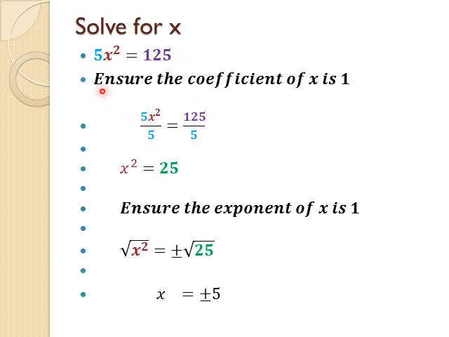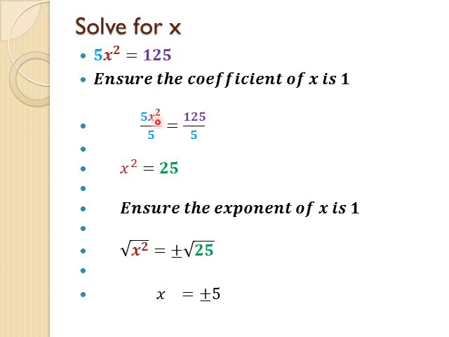Alright, so we look at number 1, taking the same problem. I have 5x squared equal 125. So you may know when we say solve for x, we want x on its own and we want it as x to the power 1. So first I have to get rid of whatever is attached to my x. So there I have 5 as a coefficient. To get rid of it, I'm going to divide both sides by 5.